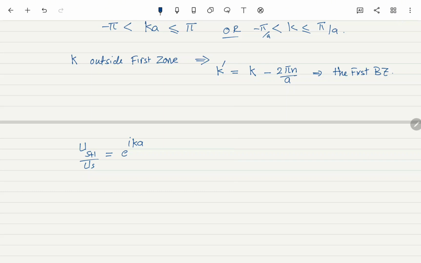Now, if we substitute the new k prime wave vector, we will get e to i 2 pi n times exponential i ka minus 2 pi n, which is equivalent to e to i k prime a. And again, we just get back to the same solution, because e to i 2 pi n is actually equal to 1, and again we get back to the same as inside the first zone.